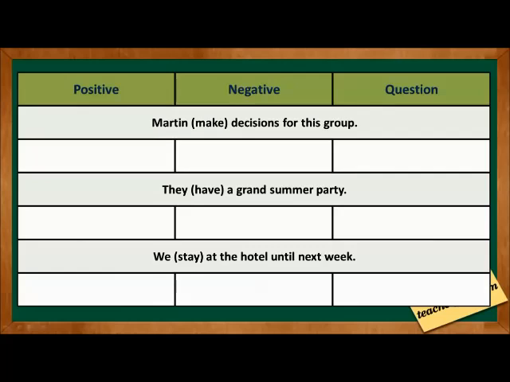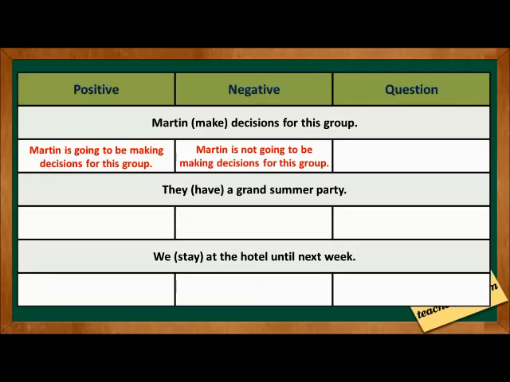The next one: Martin make decisions for this group. Make is the verb. The correct positive statement is: Martin is going to be making decisions for this group. The negative sentence is: Martin is not going to be making decisions for this group. And the question is: Is Martin going to be making decisions for this group?